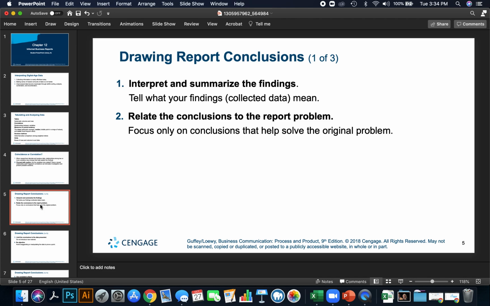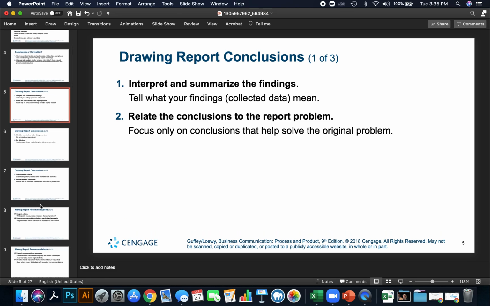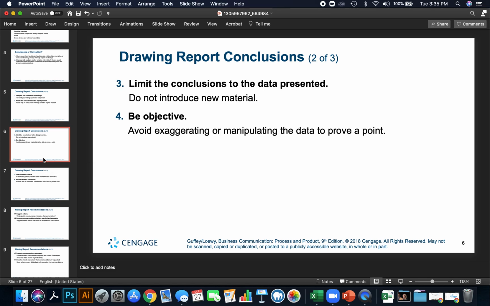So, when drawing report conclusions, you are to interpret and summarize your findings, basically telling us what your findings meant. Contextualize it. Relate the conclusions to the report problem. Focus only on conclusions that help solve the original problems. And if it doesn't have anything to do with the original problem, don't report on it. Limit the conclusions to the data presented. Do not introduce new material. Be objective. Avoid exaggerating or manipulating the data to prove a point or showing any bias.